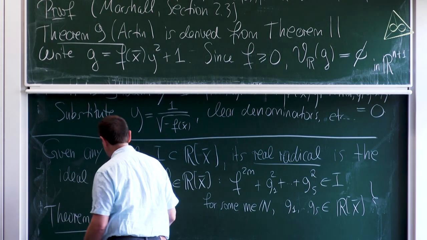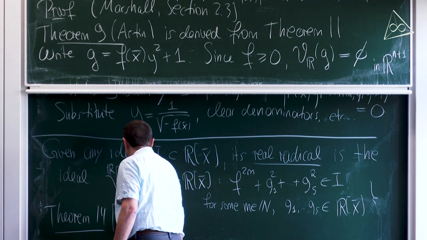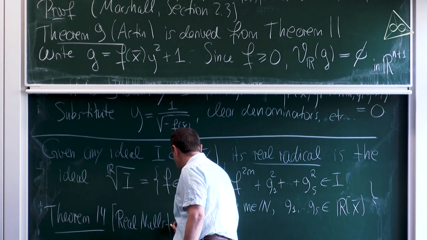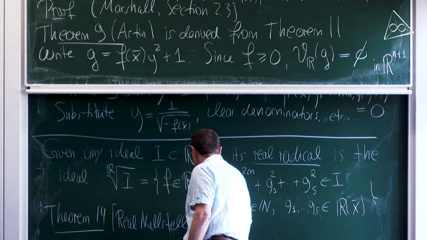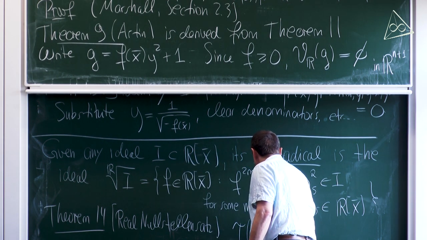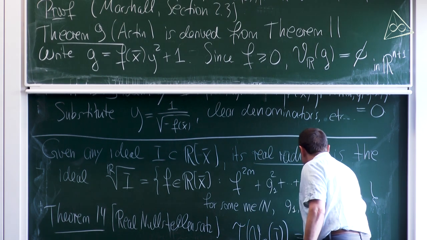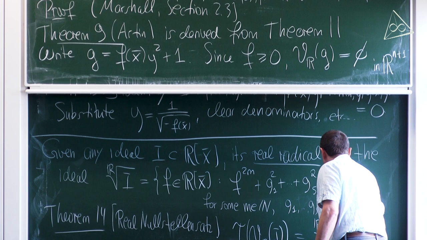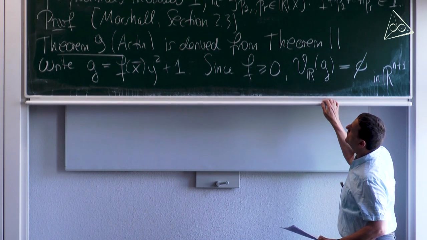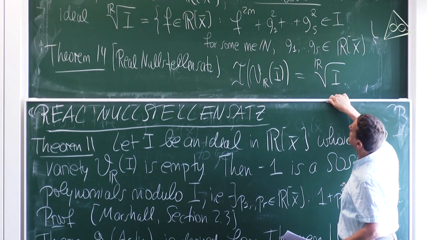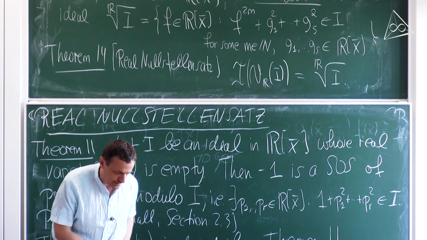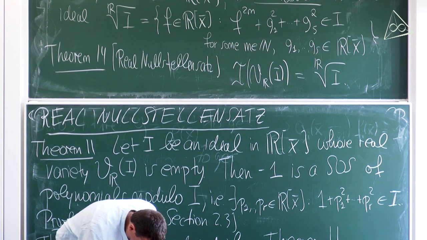So theorem 14, this would be the real analog of Hilbert's Nullstellensatz, the real Nullstellensatz, that says that the ideal of the real variety is equal to exactly this thing. Okay, so the real radical is given by this formulation. So that does the trick. So while you digest the statement, I'm going to erase one side of the board.